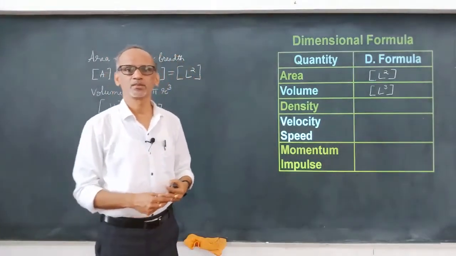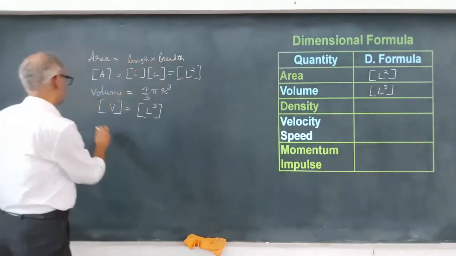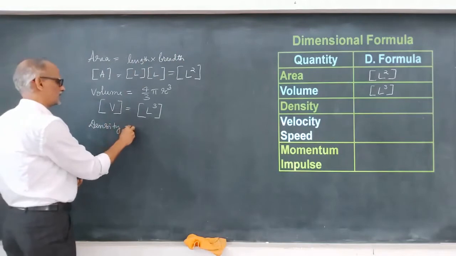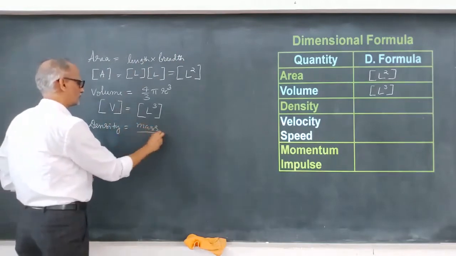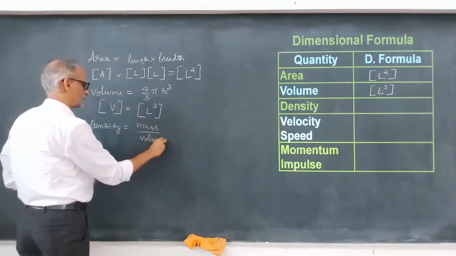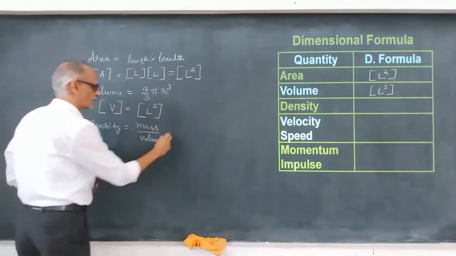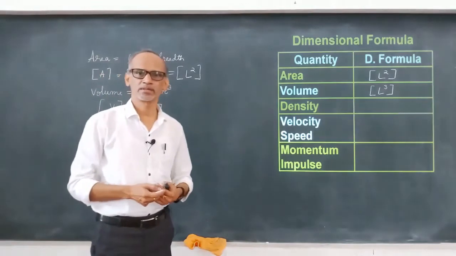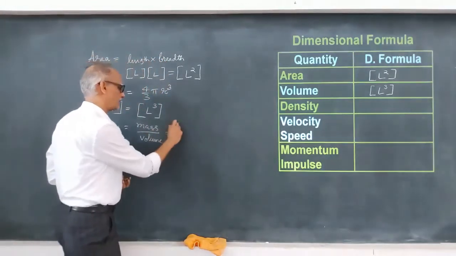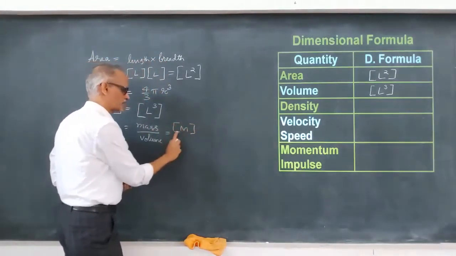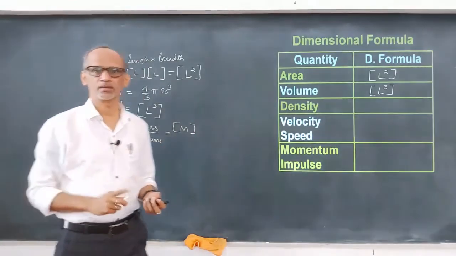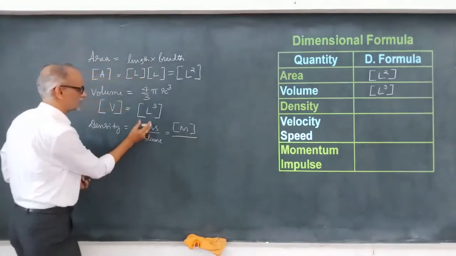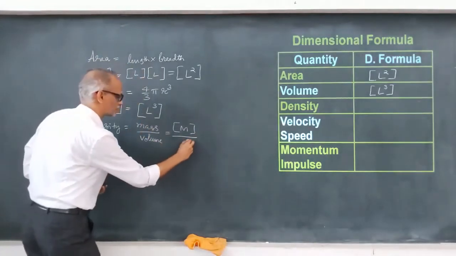Let's go for the next quantity, which is density. How do we measure density? Density is nothing but mass by volume. Correct? It is the ratio of mass to volume. Mass, again it's a fundamental quantity, right? What is the dimensional formula of mass? M. M is the symbol used. Dimensional formula, I am not talking of the unit. Unit is kilogram. Divided by volume. What is the dimensional formula? It's already there, right? So L cube.